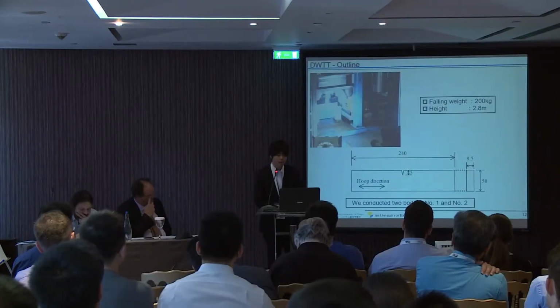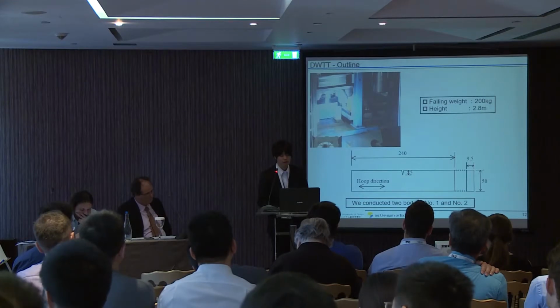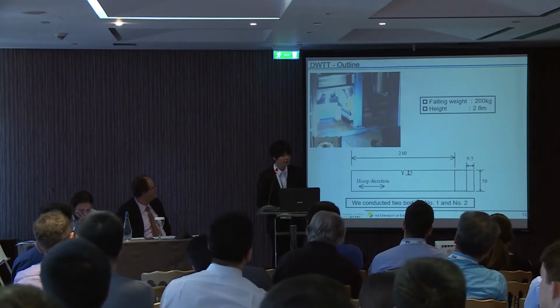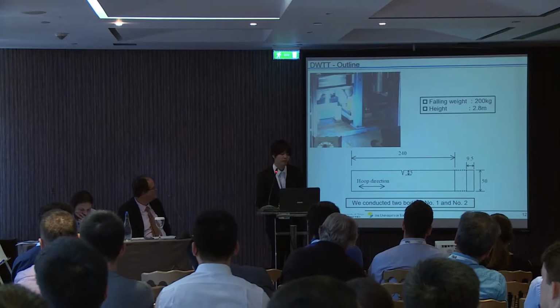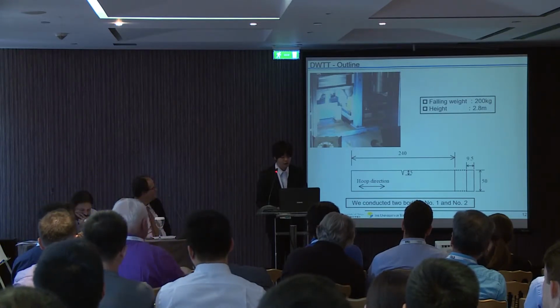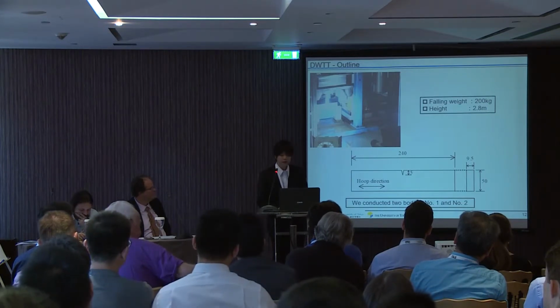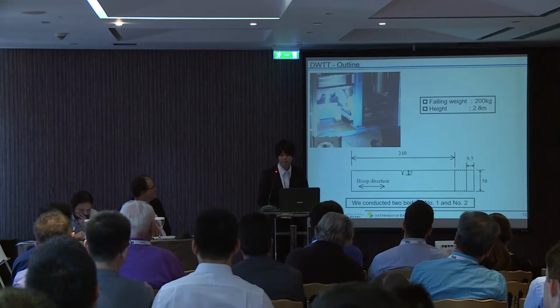Firstly, I'll explain the CTOA measurement experiment in DWT. This is the outline. Falling weight is 200 kg. Height is 2.8 meters. The design drawing of the test piece is shown here. We conducted two tests, number 1 and number 2.